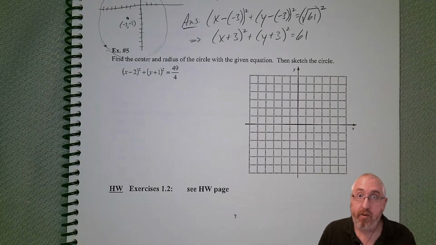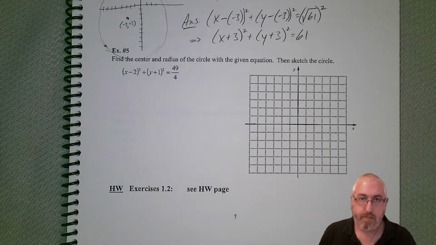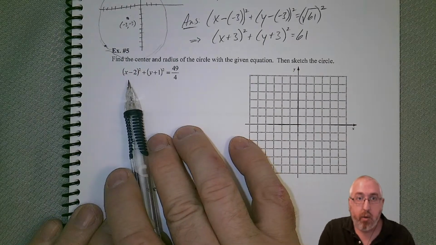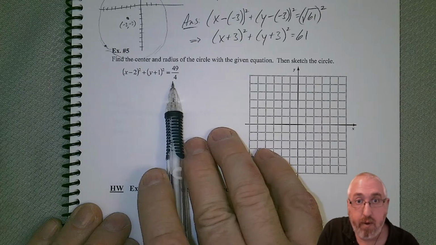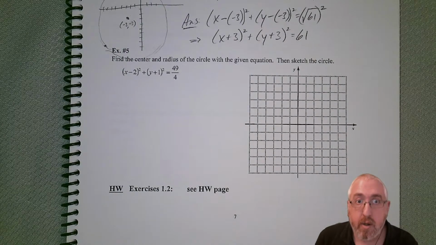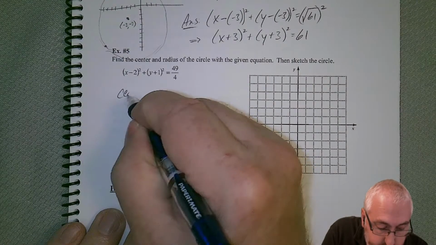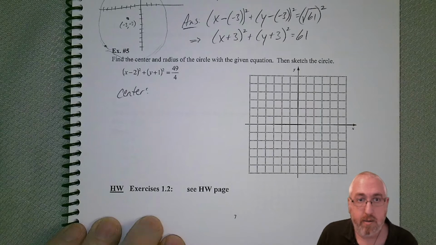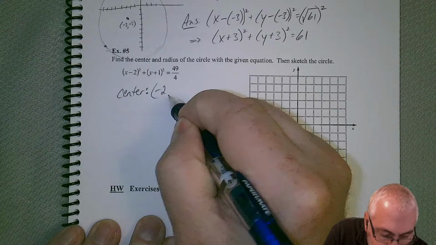All right, last application. So we can find an equation based off of a point and a center, or a point and a radius. Now let's go in reverse. If we have an equation, we should be able to pull that information out. So if our equation of a circle is x minus 2 squared plus y plus 1 squared equals 49 over 4, what is the pertinent information we need to get a sketch? So, first thing we should be able to get from this is our center. So, should our center be negative 2, 1?